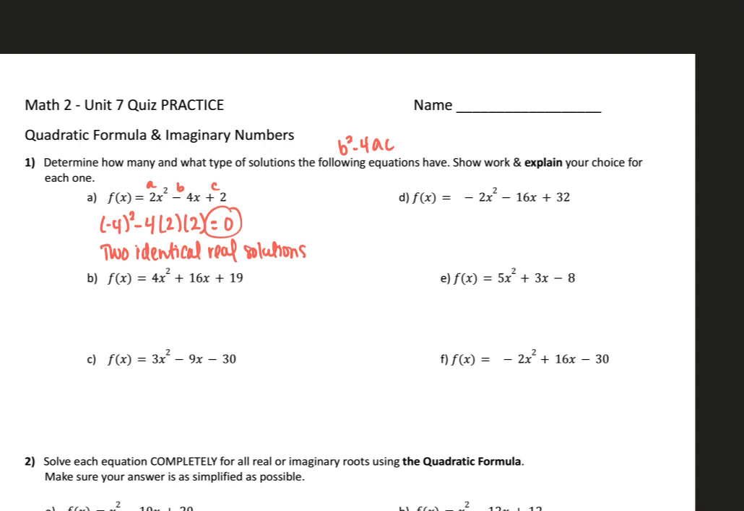All right, the second one, identify a, b, and c, and we're going to plug it into our formula. So negative 16 squared minus 4 times negative 2 times 32. And we get 512. And since that's greater than 0, that means there's two distinct real solutions.